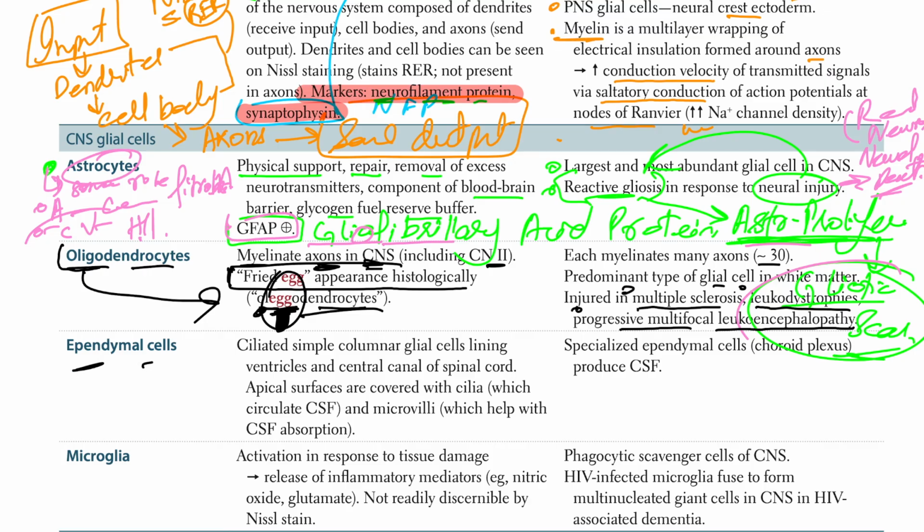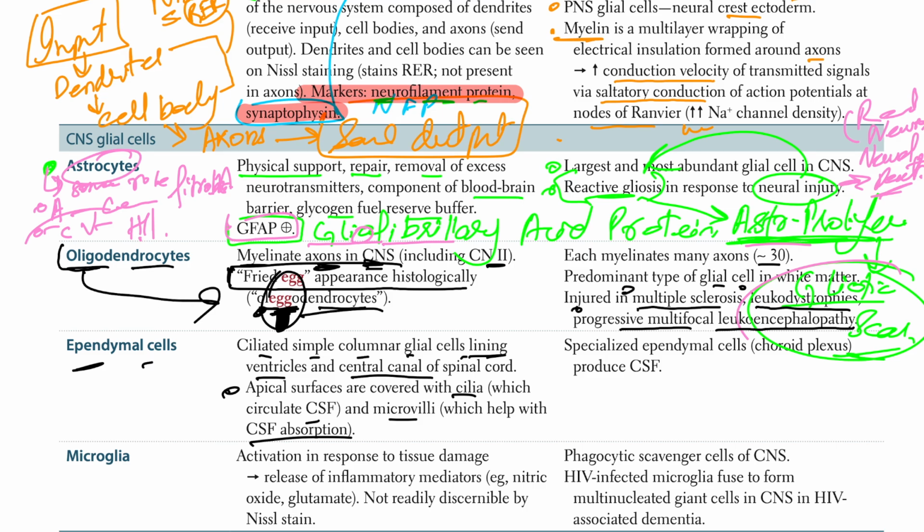ependymal cells. These ependymal cells are ciliated simple columnar glial cells lining the ventricles and central canal of the spinal cord. Apical surfaces are covered with cilia, which circulate the CSF, and microvilli, which help CSF absorption. My bad, not resorption, but absorption. Okay.